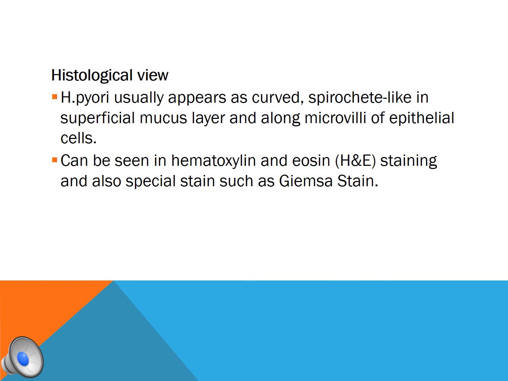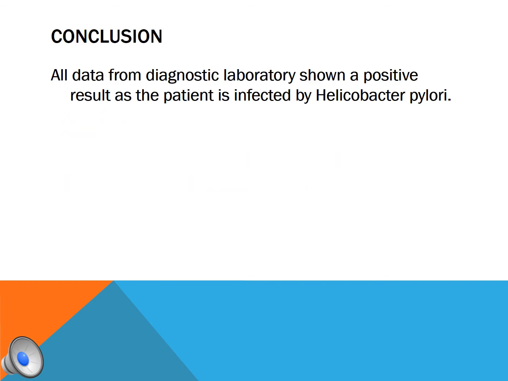For the histological view, H. pylori usually will appear as curved, spiral, sheet-like in the superficial mucous layer and along the microvilli of epithelial cells. It can be seen in hematoxylin and eosin staining, and also in special stain such as Giemsa stain.